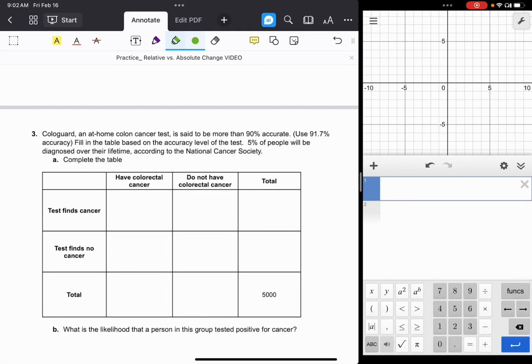In this video, we're still working through our absolute and relative change practice, and we're going to be focused on questions 3 and 4. Both of these questions are building contingency tables and then finding probability, but these contingency tables are a little special because they deal with testing results and focus on this idea of tests that come back with false positives or false negatives, which are not things we really want.